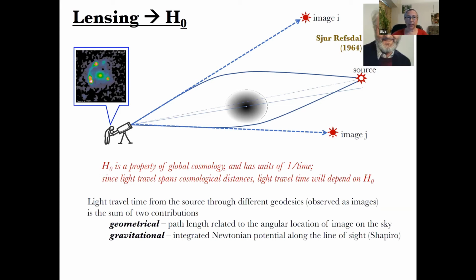And a bit more specifically, light travel time from the source, which I have on the right here in the diagram, through different geodesics, which we observe as images, is a sum of 2 contributions that one has to consider. One is the geometrical, and that is the light path, related basically to the angular position of the image in the sky with respect to the source, which is not observed. And the other component is gravitational, which is the integral of the Newtonian potential, since this is the weak field limit, along the line of sight. And this is also sometimes referred to as the Shapiro time delay.